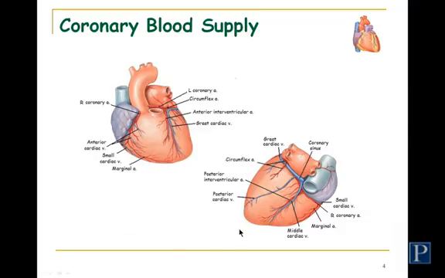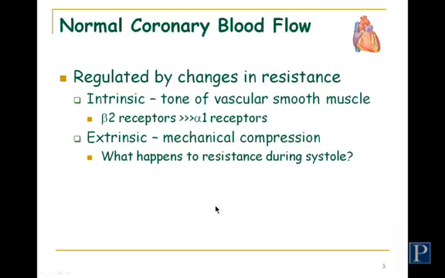Well, one thing that can influence coronary blood flow is resistance. You know the flow equation: flow is equal to delta P over R. If I increase resistance, that will decrease flow. And we've always been referring to it as resistance within the vascular smooth muscle, which constricts or dilates a vessel.